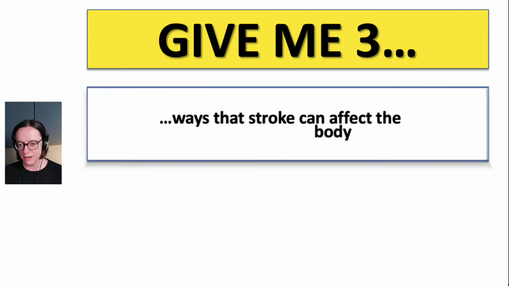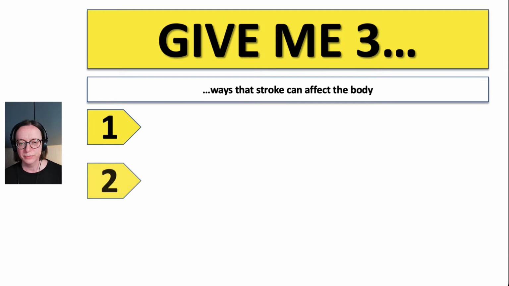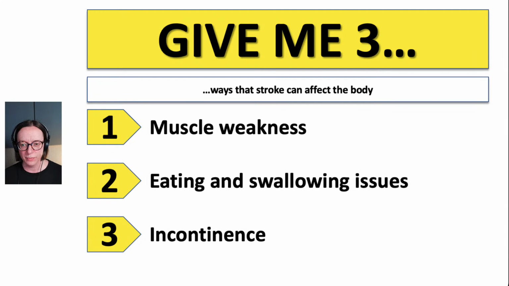Okay, let's reveal our answers. Stroke can affect the body in a huge variety of ways. These are some of the most common or the most well known. Stroke can cause muscle weakness. For example, someone that has a stroke may be unable to lift their arms up in front of them or sustain holding their arms up in front. Often it's more pronounced on one side than the other, usually the left side, but not always.